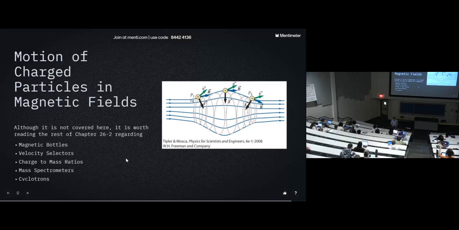Other things that are covered that are good for you to look at in case you're interested from a chemistry standpoint are the magnetic bottles. We already talked about that. Velocity selectors. That's going to be something that we're not really going to talk about just in terms of slides, but we'll do some problems with velocity selectors. Charge to mass ratio, if you are interested in particle physics or chemistry. Mass spectrometers, if you're interested in chemistry. And cyclotrons, well, cyclotrons are just cool, so just look them up. They're in the rest of chapter 26.